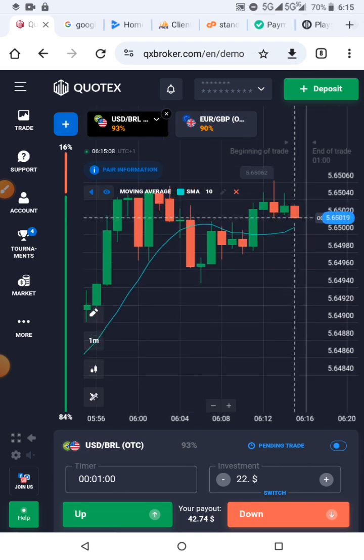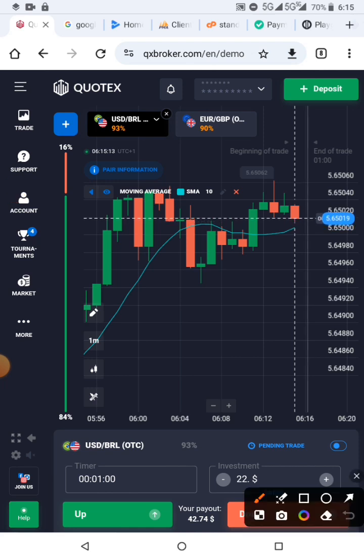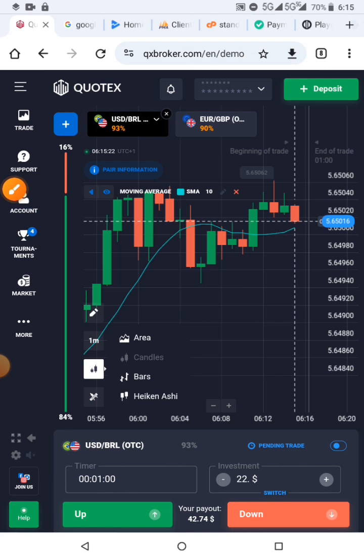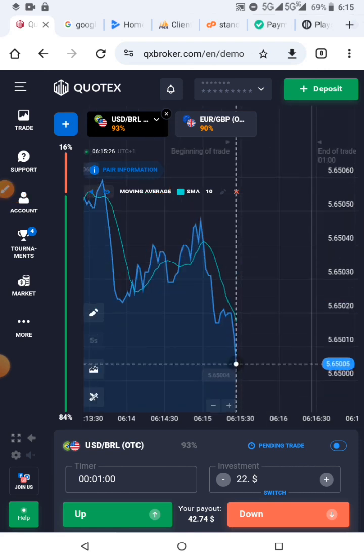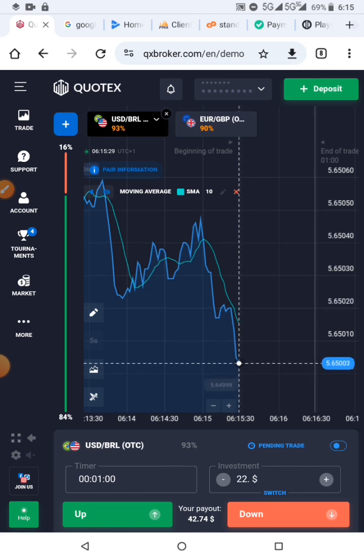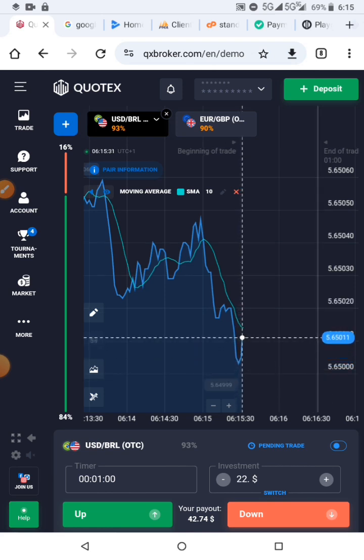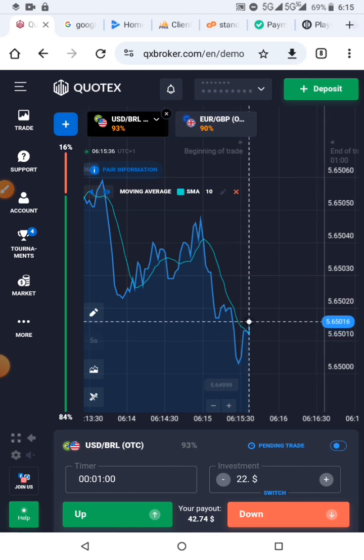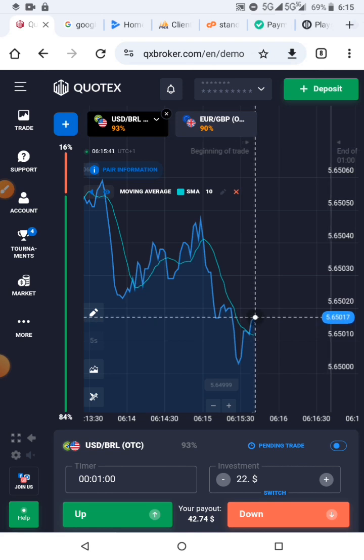If you want to change this from candle, maybe you are not used to candle, you want to change it from candle to any other, this is where you select it from. You have to tap on it and you can select between area, candles, bars, then again the area chart. This is how it looks like, depending on how the one you are good at or your analysis supports, or there is a particular strategy you are using and you feel like it's best explained or clear to you when you are on area chart.